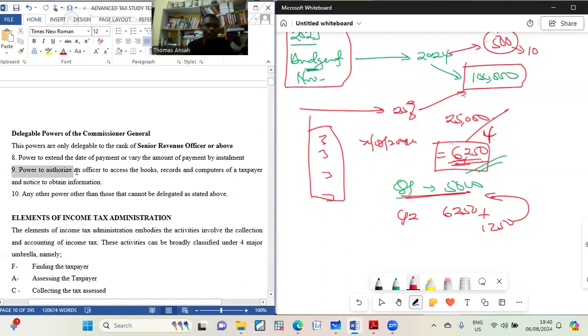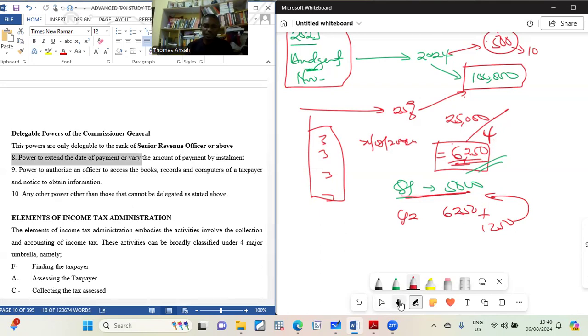Then we have the power to authorize an officer to have access to your books. That is when they send their GRA staff to come to your office to do audits. All right. So these are the two main delegatable powers: the power to have access to your books and also assess you. Then the power to also extend the dates for your tax payment.